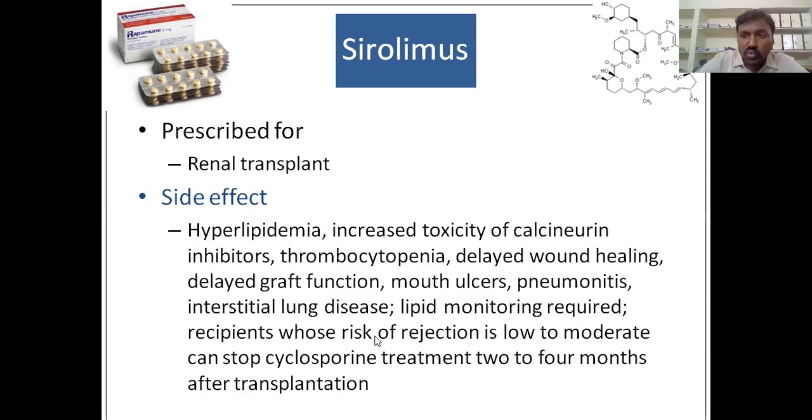Recipients whose risk of rejection is low to moderate can stop cyclosporin treatment 2 to 4 months after transplantation. These are regarding the side effects. If you do not stop the cyclosporin, at that time we can give the sirolimus. That is the explanation. It is not that much required in the side effects, so it is better to write these side effects up to 6.